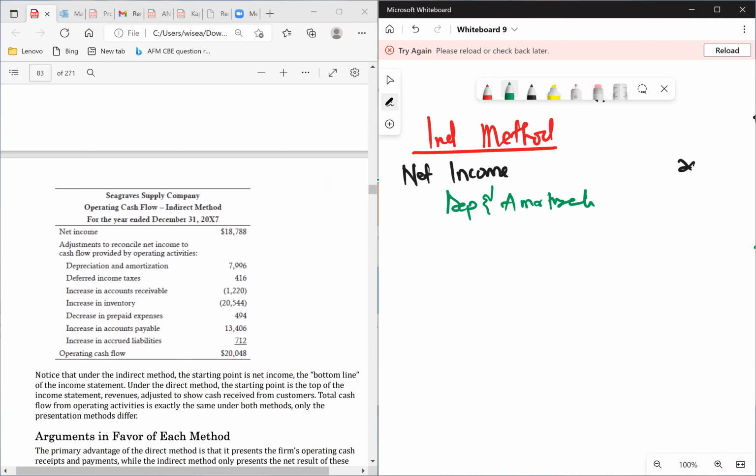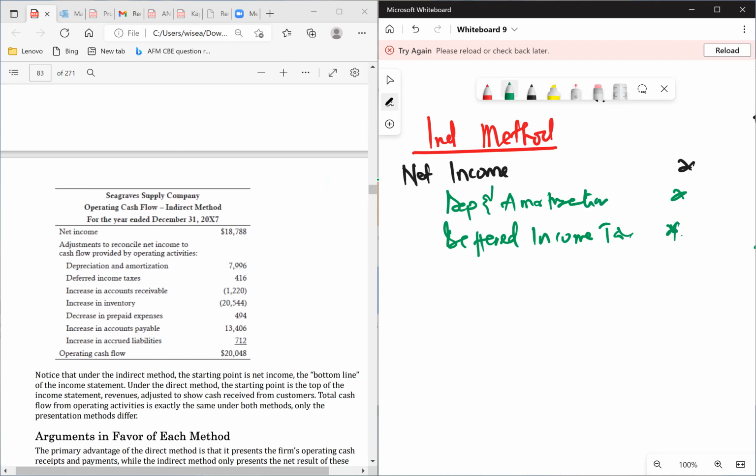Why? Because they were subtracted before we arrived at net income, but they were not cash payment. Nobody made a payment for depreciation, neither did we make a payment for amortization. So we add them back. Then deferred income taxes will also be added back.